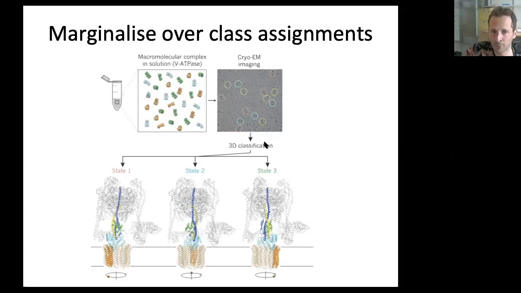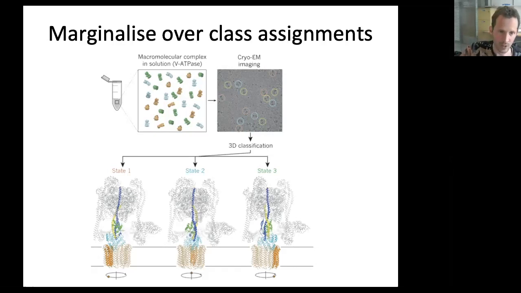So the computer can find out which of the individual particles in these micrographs corresponds to each of the different states in the data. And you can then classify the data, in this case, for example, into 3 distinct states, and solve structures for each of the 3 states from one data set.